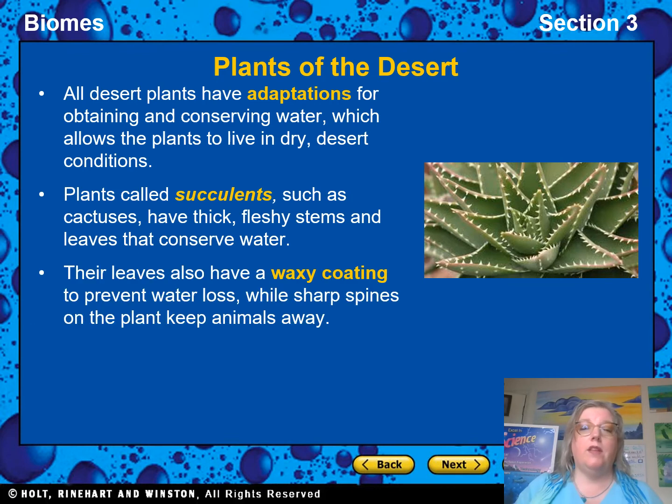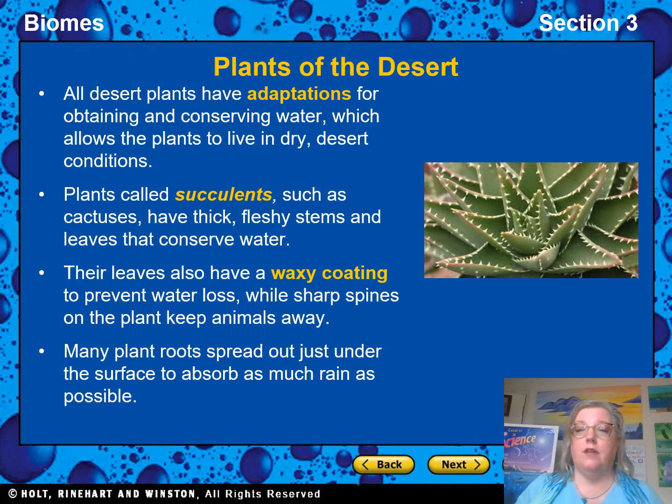Okay, the plants of the desert. What do you think is the most important thing about a plant in a desert? Figuring out how to get their water, right? Or how to keep their water, conserving their water. So the most important thing about the desert plants is that they have adaptations for obtaining and conserving water, which allows the plants to live in this dry desert.